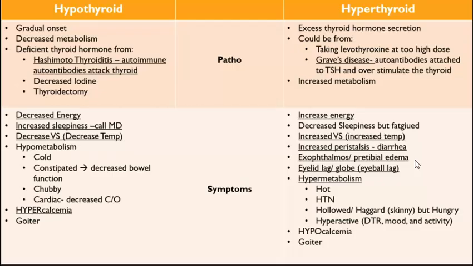So eyeball lag. They have hypermetabolism. They can eat whatever they want and lose 5 pounds. So they have the H's going for them. They're hot, they're hypertensive, they're hollow, they're haggard, they're very hungry, they're hyperactive. This one has hypocalcemia.